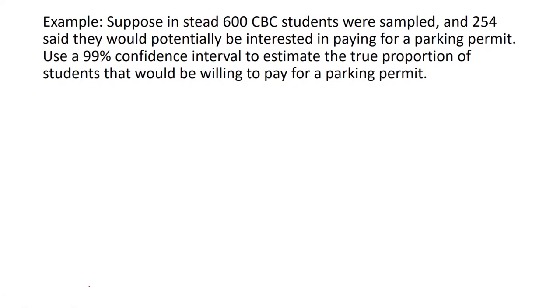So suppose instead it was 600 CBC students and 254 said they'd potentially be interested. So let's basically assume it's like double the sample size, right? Let's say you would have taken 600 people instead of just 300. Now, in this case, I did this intentionally, but what happened to the p-hat here? 254 out of 600?